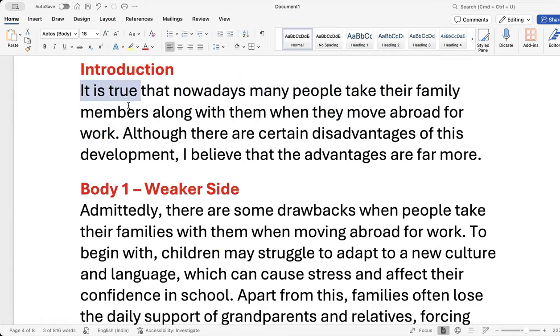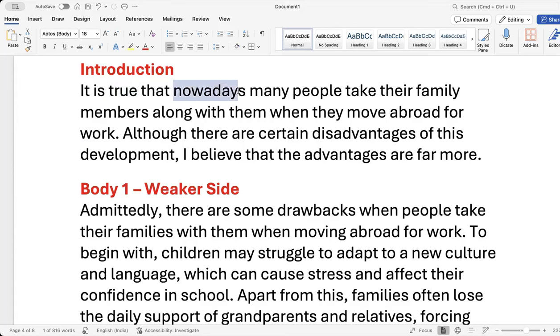No, "true" is not a verb. So it is just a fact. I'm just saying it's a fact. If it was a verb, it would be passive, like "it is believed" or something. "It is true" is neither passive nor active. It's just a general line. I'm just saying it is true that... okay, it's a fact that, okay.